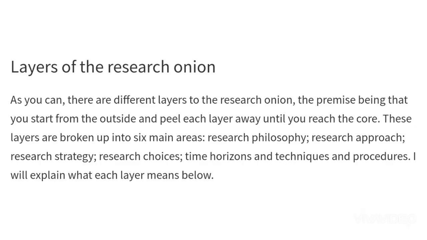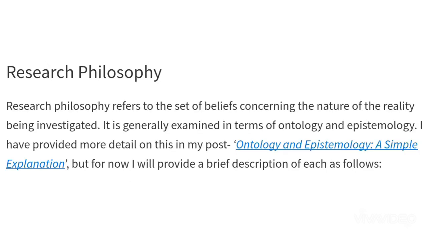Layers of the research onion. As you can see, there are different layers to the research onion, the premise being that you can start from the outside and peel each layer away until you reach the core. These layers are broken up into 6 main areas, namely research philosophy, research approach, research strategy, research choices, time horizons, and techniques and procedures. I will explain what each layer means below.